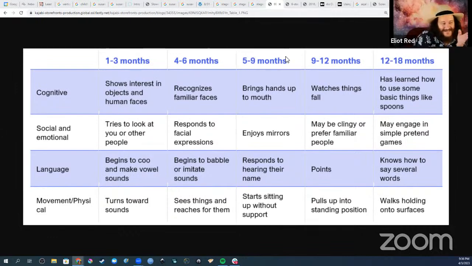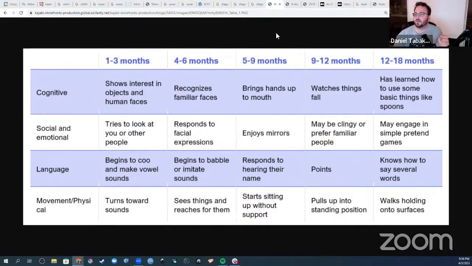Okay, so I just took a very simple model that isn't necessarily quite stage development, but is kind of around there. This is development for kids. So we have the chart. It's divided into cognitive, social, emotional, language, and movement, or physicality. And then it's divided into months. So you have 1 to 3, 4 to 6, 5 to 9, etc.